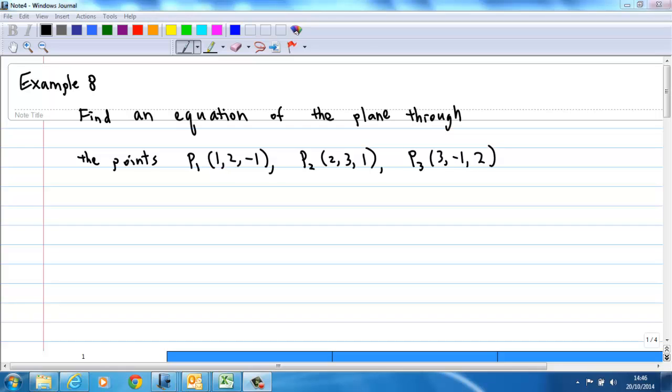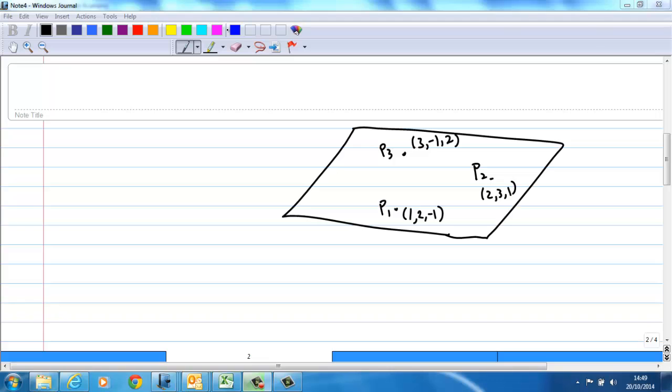Example 8. Find an equation of the plane through the points P1 with coordinates 1, 2, -1, P2 with coordinates 2, 3, 1, P3 with coordinates 3, -1, 2. To find the equation of a plane that passes through these 3 points P1, P2, P3, we need to find the normal to the plane n, which is perpendicular to the plane.